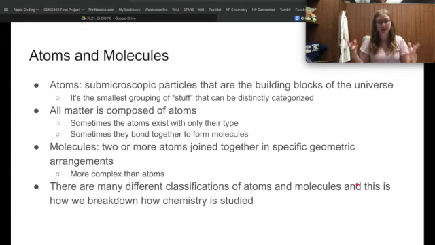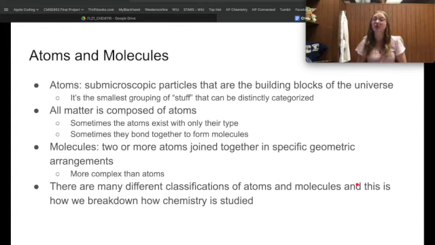So let's get into those a little bit more technical definitions of atoms and molecules. Atoms are what we call submicroscopic particles, and they're the building blocks of the universe. When I say submicroscopic, that means I can't walk into one of the biology labs, grab their microscope, plop it down, and look at the atoms, right? I can't actually do that because they're much smaller than what we can see with just a regular microscope.